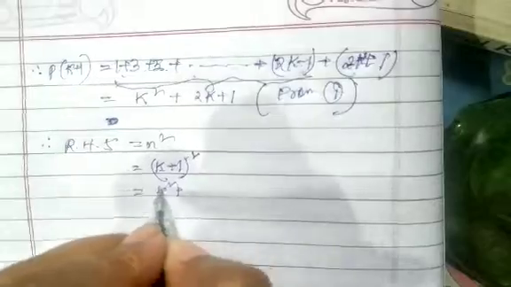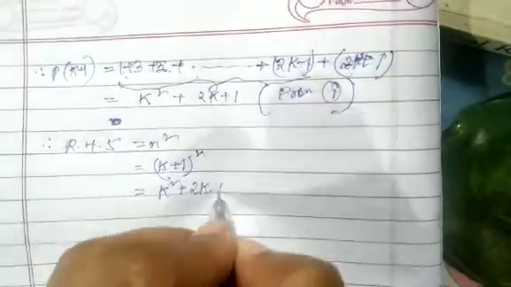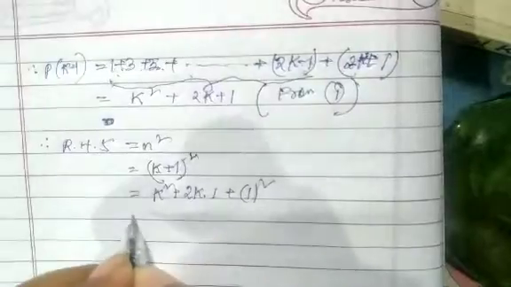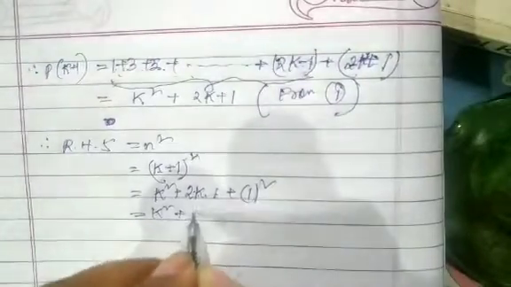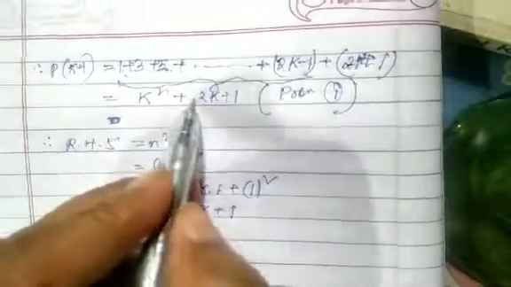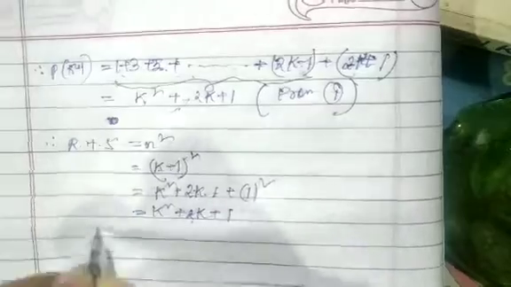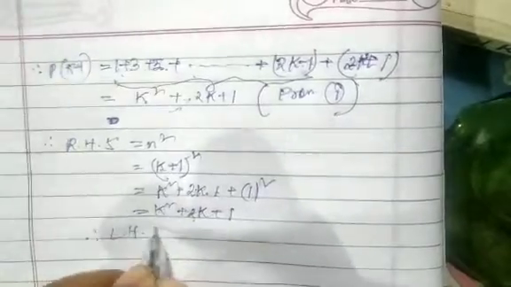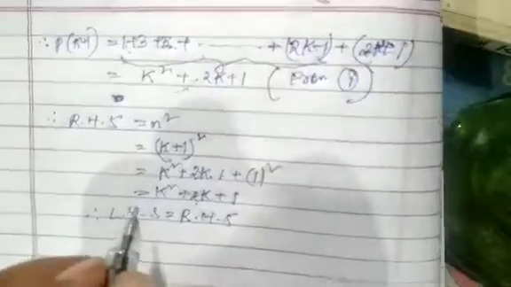the a plus b whole square formula. So a square plus 2a into b plus b square. So k square plus 2 into 1 into k, next 2k plus 1 square means 1. That means this one is equal to this one. So this was the left hand side and that was the right hand side. So therefore write left hand side is equal to right hand side.